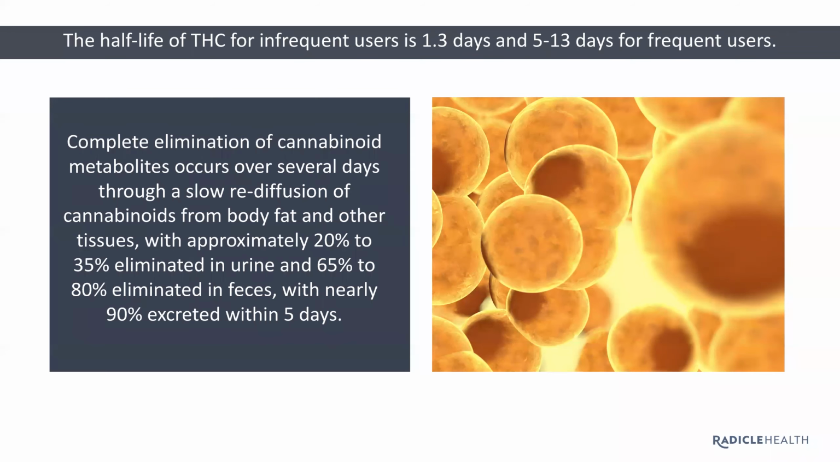About 20 to 35% is eliminated in urine, and 65 to 80% is excreted through the feces, and most, about 90%, is excreted within 5 days. That's important for two reasons.